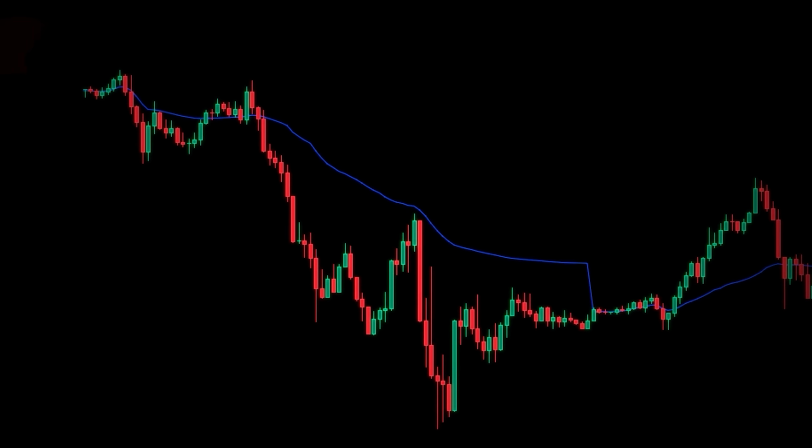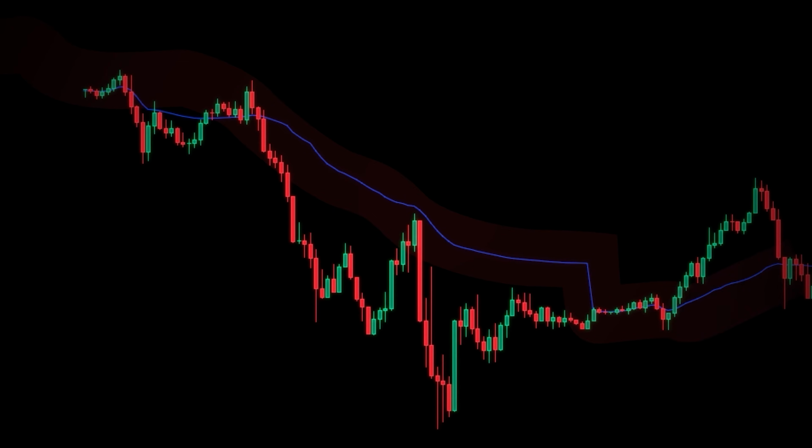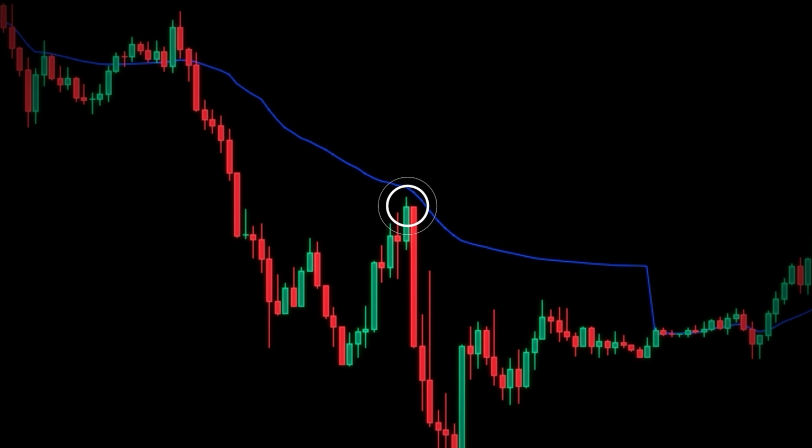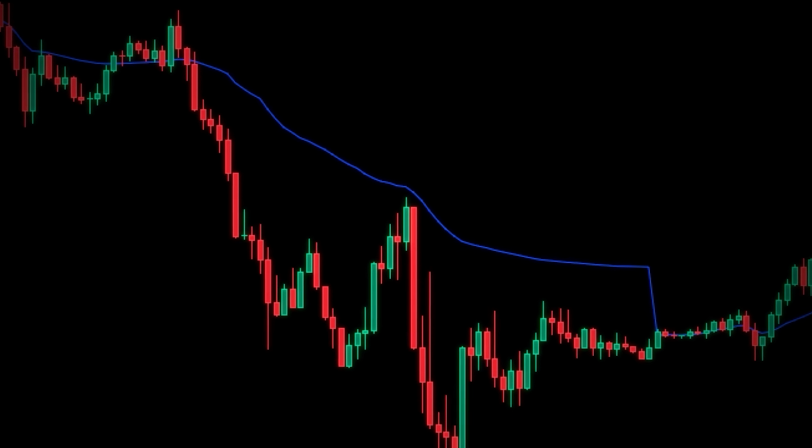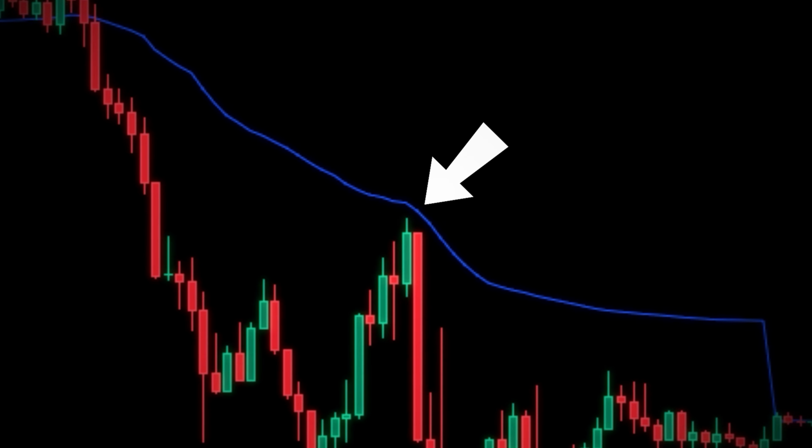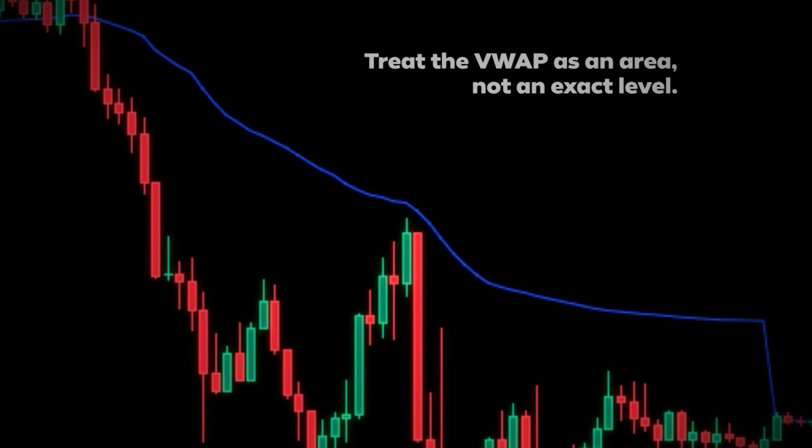Over here, this market was in a downtrend, as it was trading below the VWAP. We can also see that it's respected the VWAP level, but then traded down lower. Here you'll notice that the market didn't actually tap that exact level. This is totally fine, because remember, you should treat this level as an area, not a literal number.